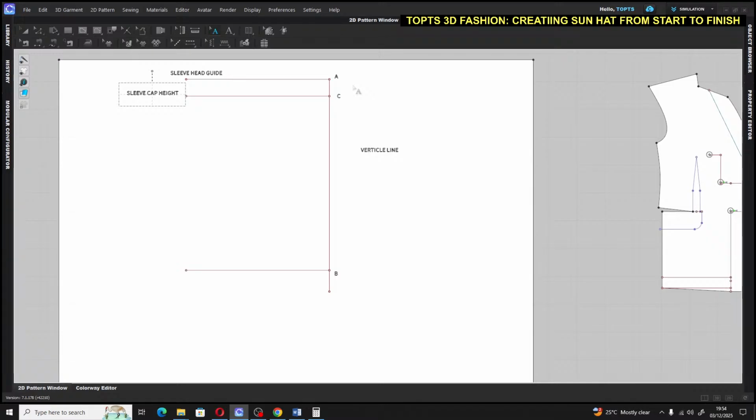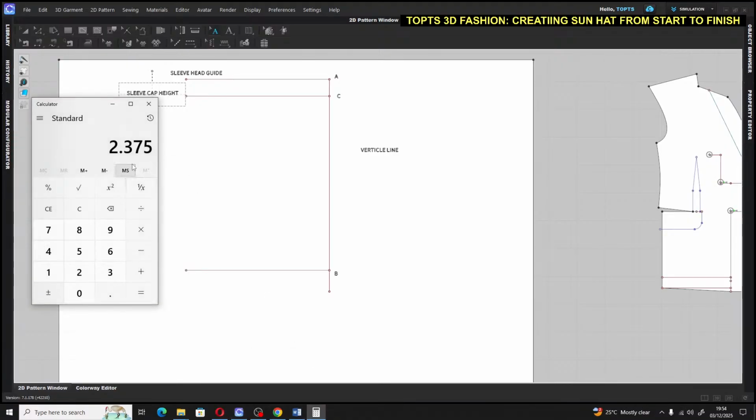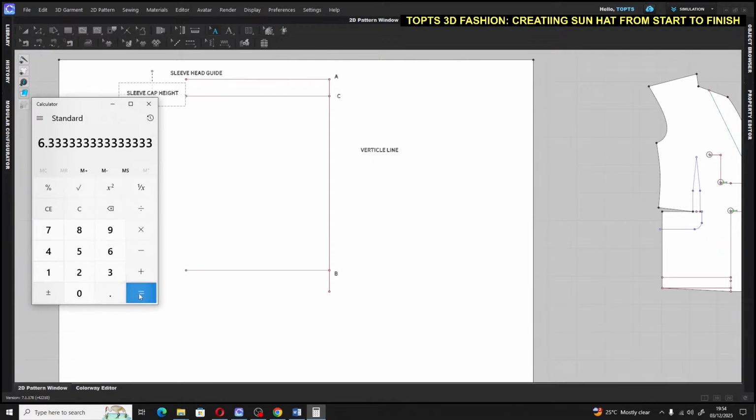So the next horizontal line for us to get is the bicep height line. To get the bicep height line, from A to D, we're going to get your chest measurement divided by 16. Our chest measurement is still constant, which is 38. When we divide it by 6, giving us 6.3.